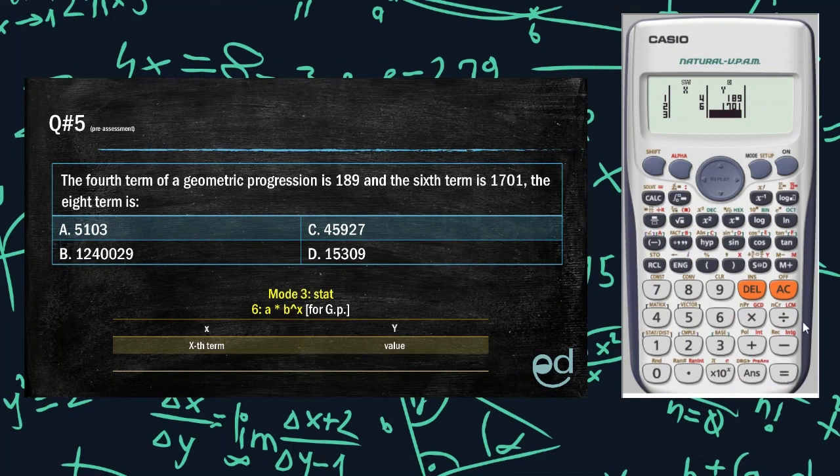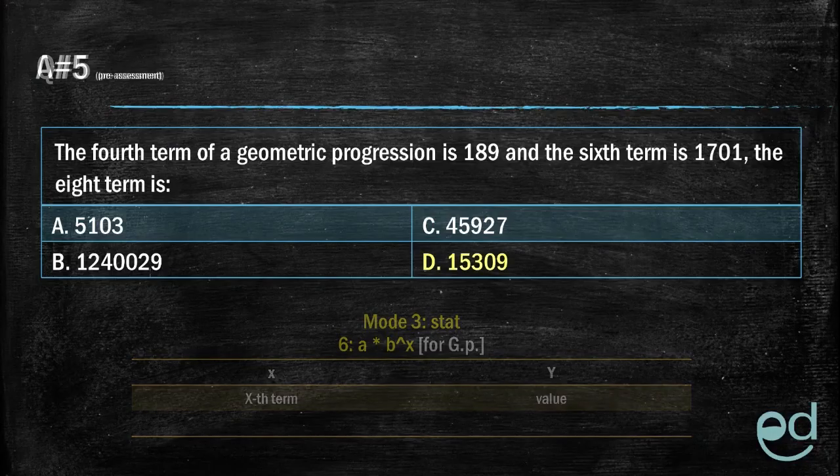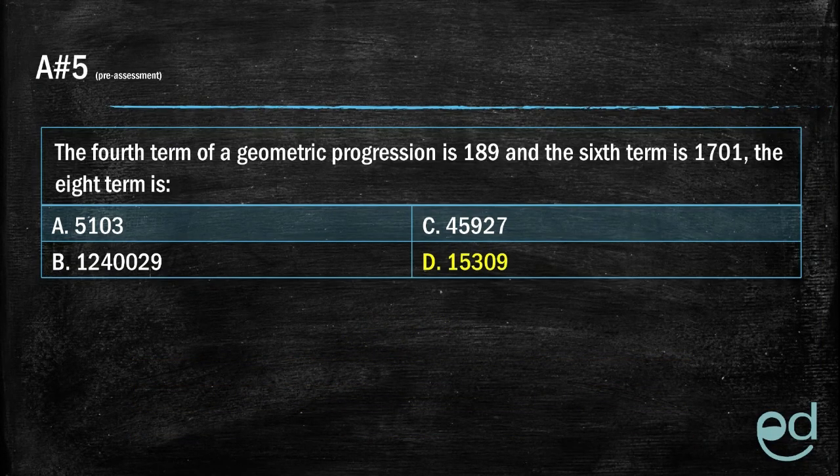After inputting, press AC, and then shift 1. Then regression, and then we input 8 y hat, since we are finding the 8th term. And the answer is 15,309. So let's check our answer. The correct answer is D, 15,309.